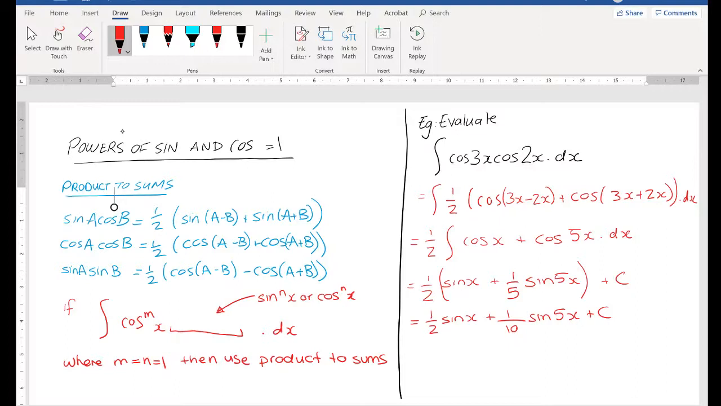The whole point of that exercise is to know when you have to do the integral of sine and cos as a combination timesing with each other and the powers are 1, do the product to sum rule. Once you turn it into that, it's super easy.